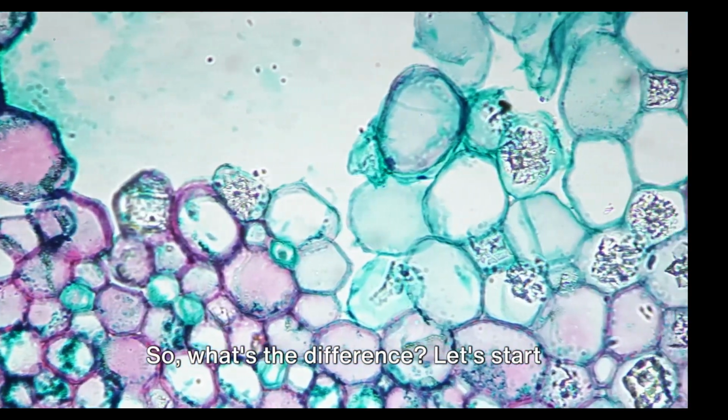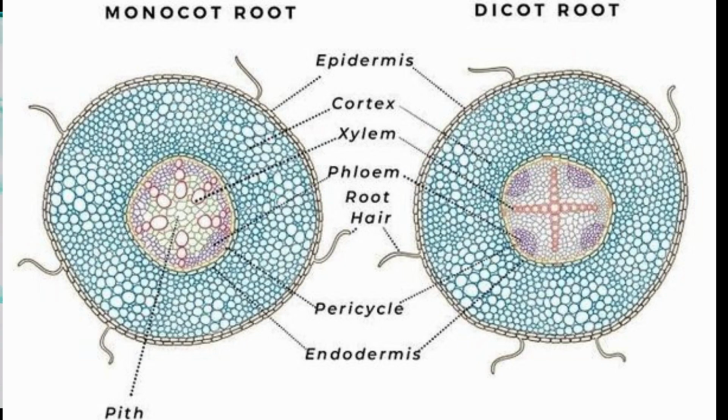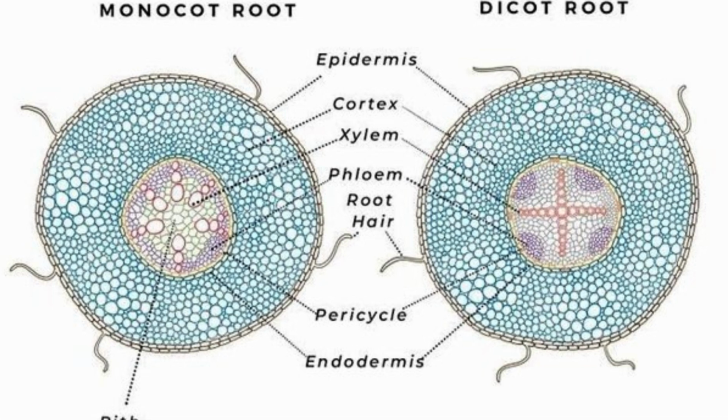So what's the difference? Let's start with the roots. In dicots, the root is characterized by a central star-shaped core of vascular tissue called the xylem, surrounded by concentric layers of phloem. On the other hand, monocot roots have a ring-shaped arrangement of these tissues, with the xylem and phloem alternating around a central pith. Now let's move up to the stem.